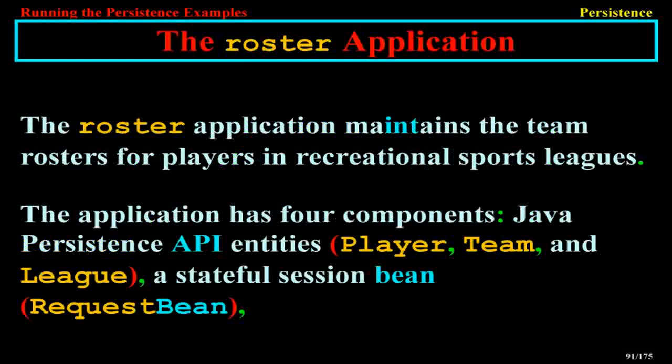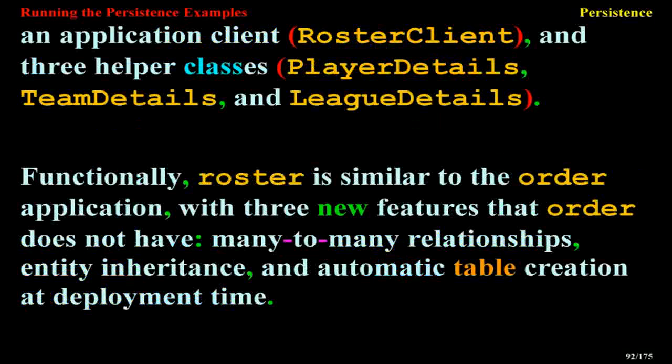The roster application. The roster application maintains the team rosters for players in recreational sports leagues. The application has 4 components: Java Persistence API entities Player, Team, and League; a stateful session bean, RequestBean; an application client, RosterClient; and 3 helper classes, PlayerDetails, TeamDetails, and LeagueDetails. Functionally, roster is similar to the order application, with 3 new features that order does not have: many-to-many relationships, entity inheritance, and automatic table creation at deployment time.